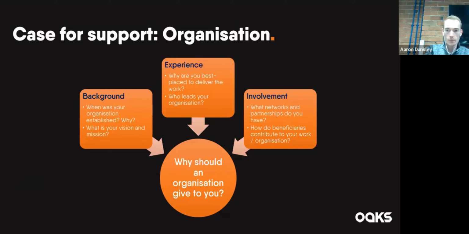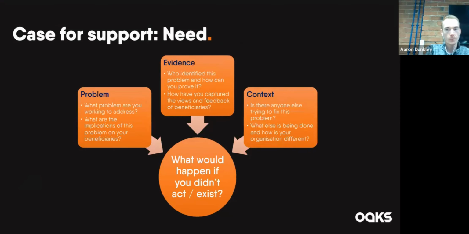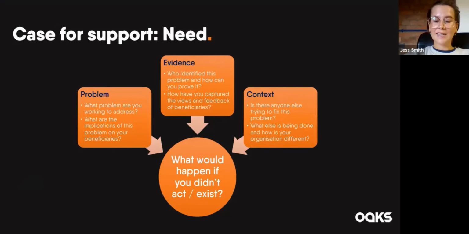Great. Let's go to the next slide. The next thing in your case for support is the needs. You'll be talking about why there is a need in the area, what the purpose of your organisation is, what would happen if you didn't exist, and what the cause of you existing is. You'll be looking at the problem that you're addressing in your area. So this all comes down to the purpose of your organisation and the implications that occur because of you existing and the work that you do.